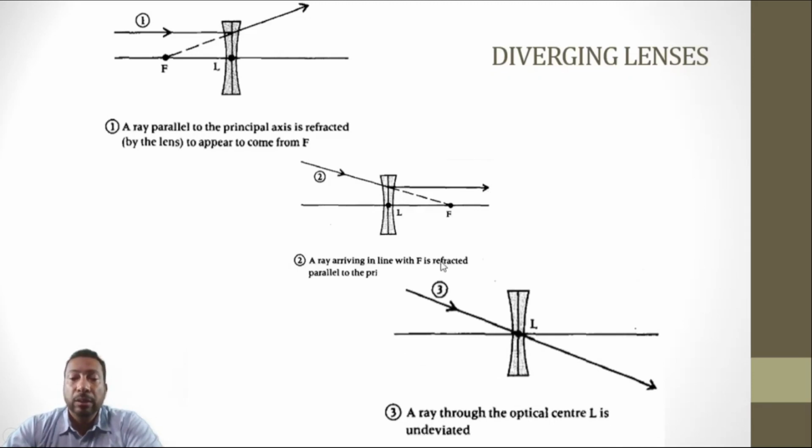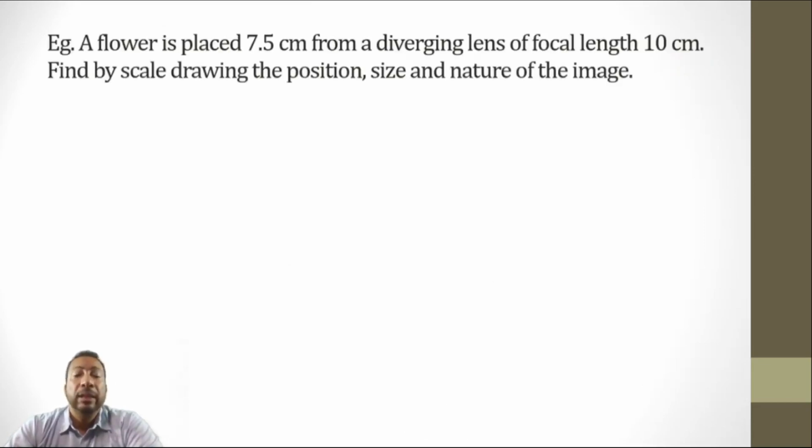And the third one, the easiest ray to draw, no matter if it's a converging or diverging lens, is the ray that goes right through the optical center. It is a straight line because it is undeviated. So let's get to an example.